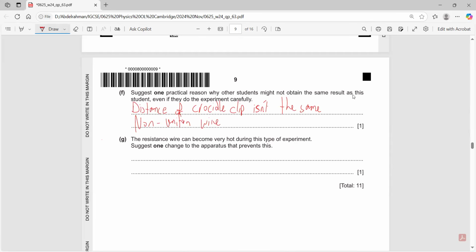The resistance wire can become very hot during this type of experiment. So just one change to the apparatus that prevents this. You need to decrease the voltage and the current. You need to decrease the EMF of the source and the current.